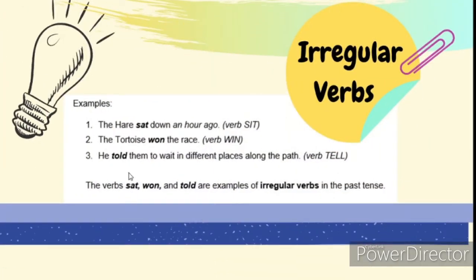And next, irregular verbs. In these sentences, the words in bold are examples of irregular verbs, which are sat, won, and told. These verbs are examples of irregular verbs. Let's find out.